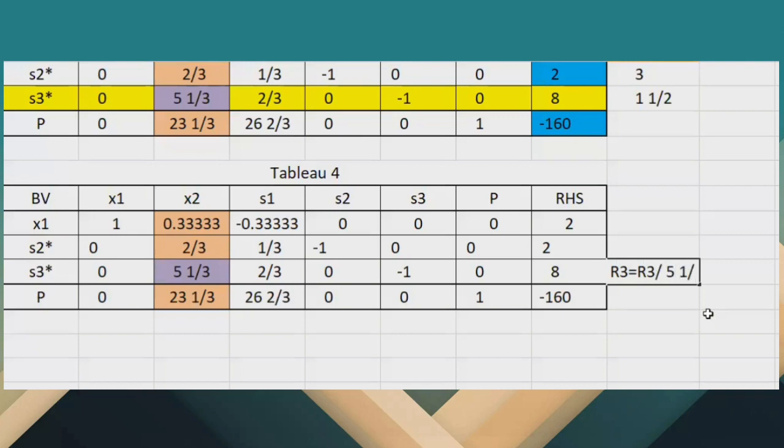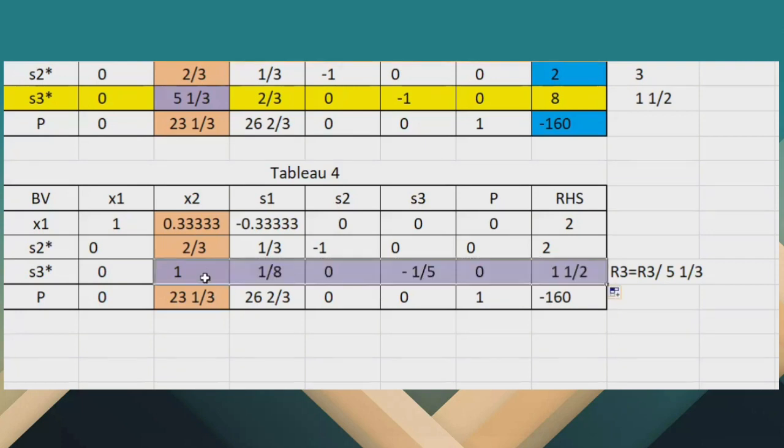So, ayan. Tama? So, eto, mag-manipulate na ako ng formula: equals row 3 ng previous table divided by 5 and 1/3. Naging 1 ba? Ayan. So, tama naman. 1. Tapos, i-drag natin siya sa right. I-drag ko siya sa left.